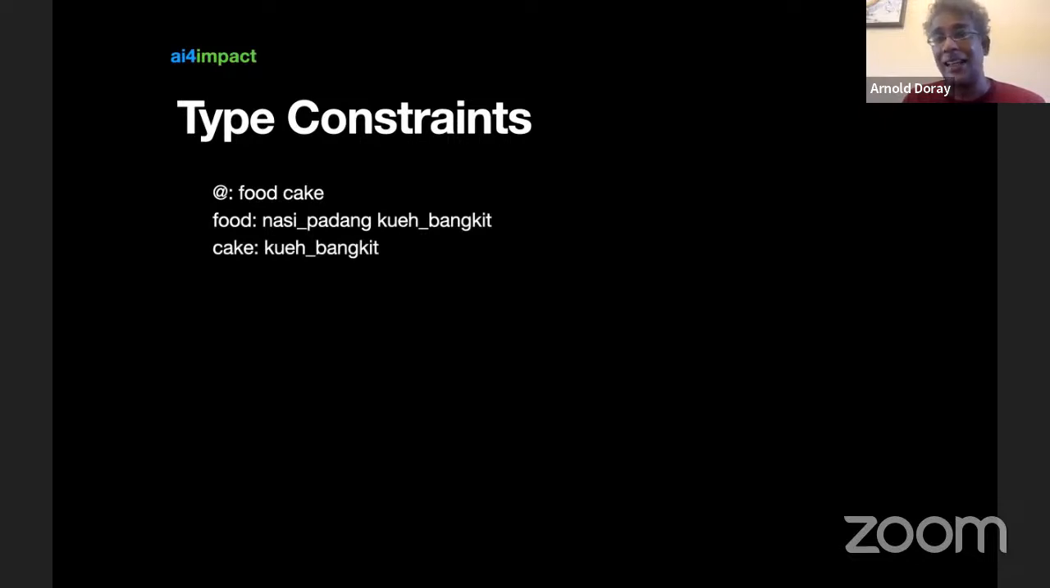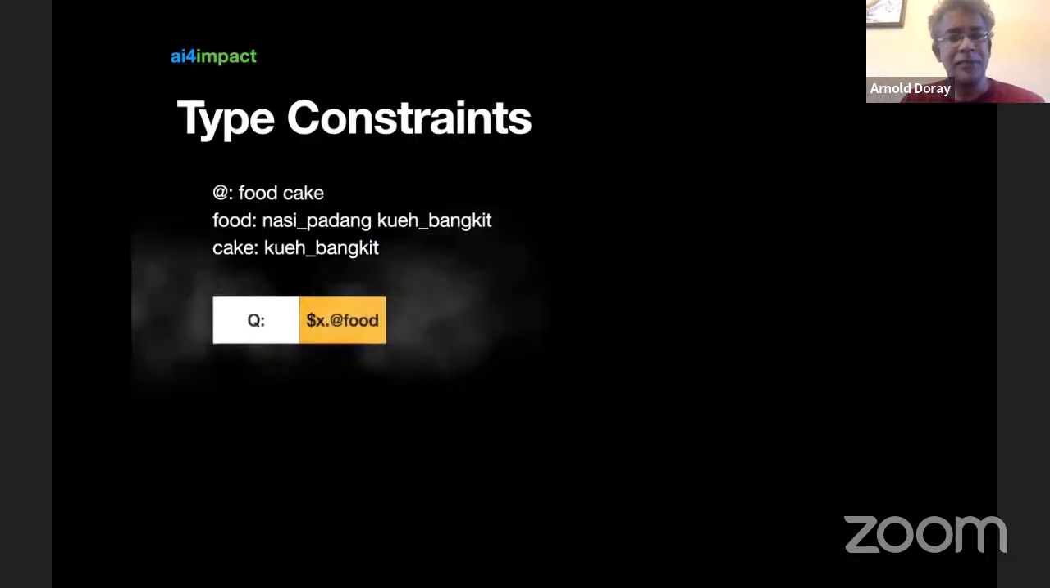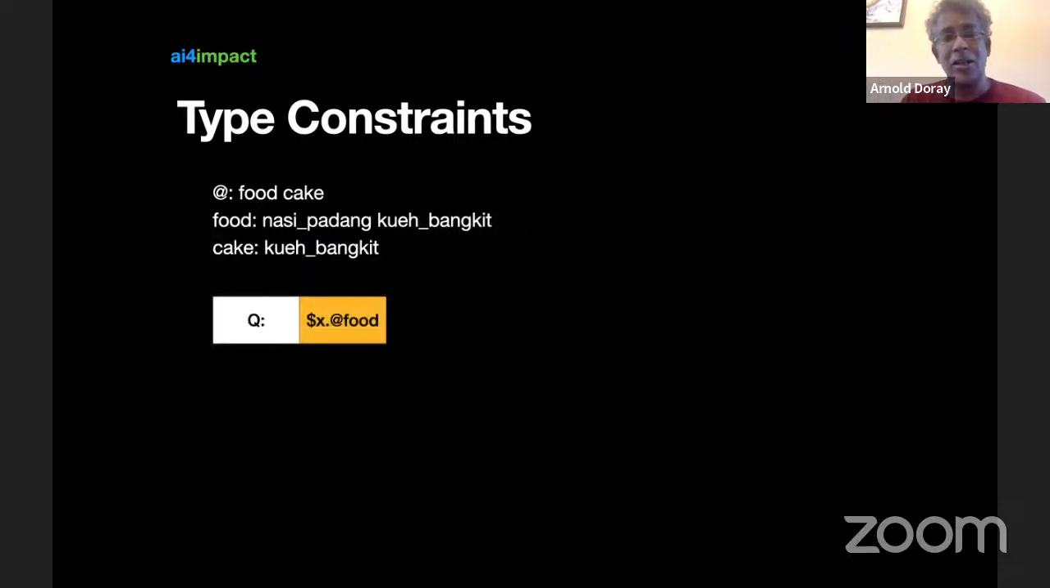Now, it's not strictly a cake, it's a biscuit actually, but let's just bend the rules a bit. All right, so kueh bangkit is a single thing in cake, all right? And the underscore means that you want to be able to join those two words even if they have a space, as one thing, all right? So let's say now you've got $X dot, the at symbol food.